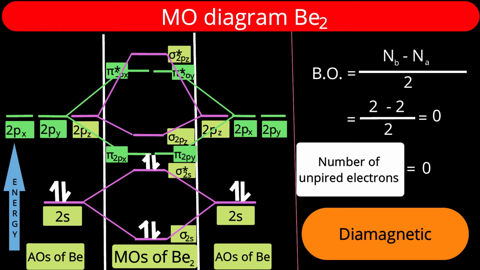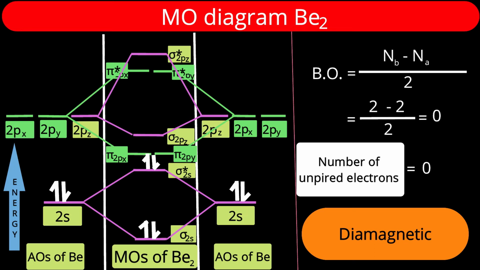How can we represent that? Sigma 2pz and sigma star 2pz. So see, the lower energy orbital is sigma 2pz and the higher energy one is sigma star 2pz. Here you will feel a somewhat problematic energy level arrangement, because sigma 2pz is decreasing in energy but not to a great extent, and sigma star 2pz is increasing in energy to a great extent. A larger energy gap is there between sigma star 2pz and the combining atomic orbitals.